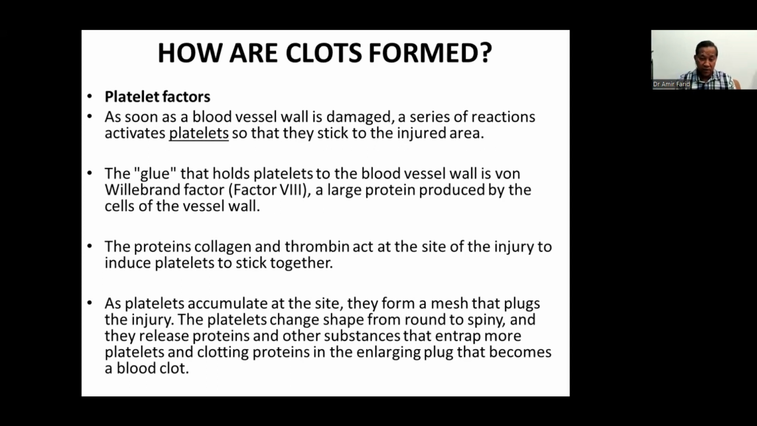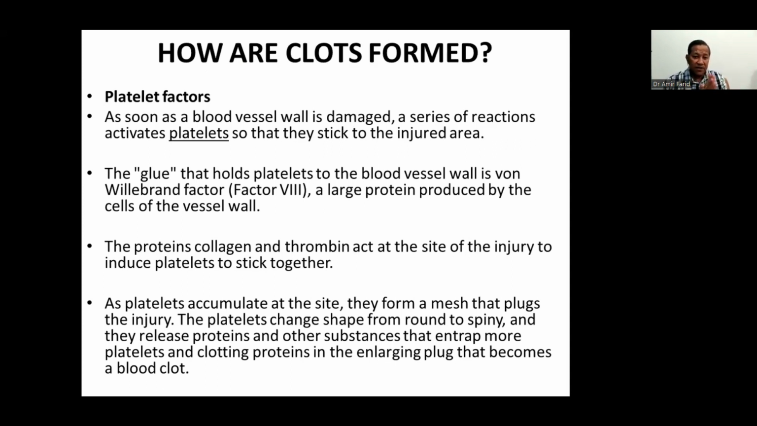How are clots formed? So when the blood vessel is injured, there's a blood vessel constriction. So that involves the blood vessel. But what about the blood itself? With or without the blood vessel involvement, how does the blood clot? So there are the platelet factors.